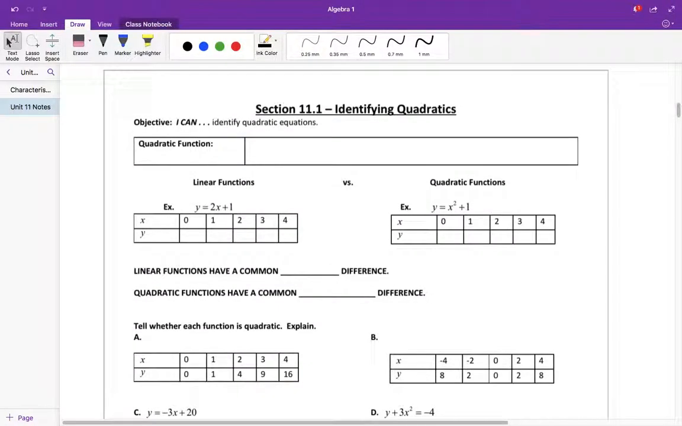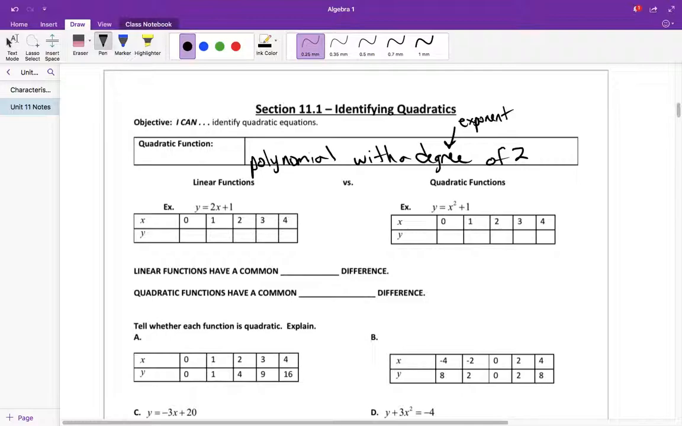So 11.1, identifying quadratics. First, let's talk about what a quadratic function is. It is a polynomial with a degree of 2, meaning that the highest exponent that you see is the number 2. And so remember, degree would be exponent. So if you want to make a note to yourself there, degree would be your exponent. So it's a type of polynomial with a degree of 2.